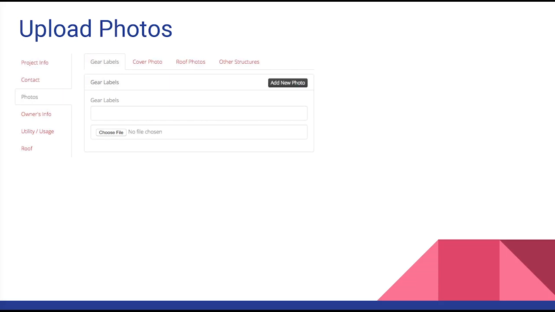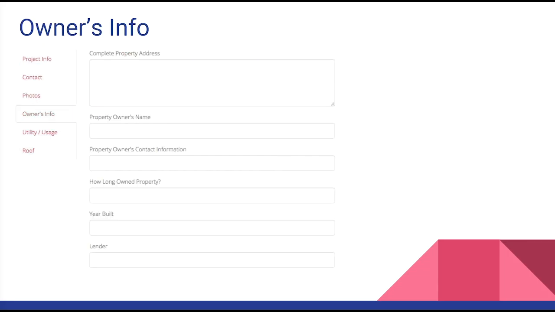And then we have the owner's info, and a point to be noted: this is the owner's info, not the tenant's info, because the system would only be approved by the owner, not the tenant. So this is where you get their name, contact information, very simple information, get it under a minute, and move on. Decision makers, yes, even on the tenant side and on the owner's side.